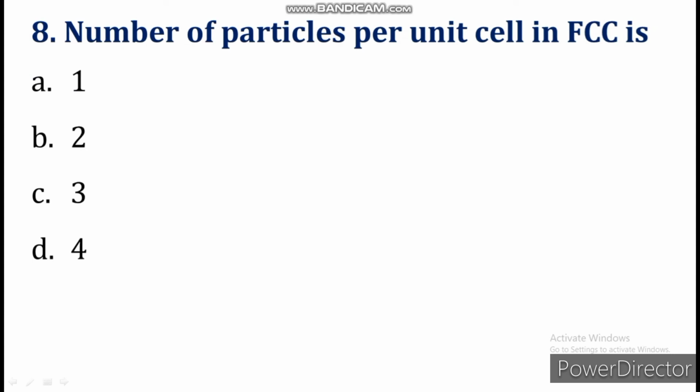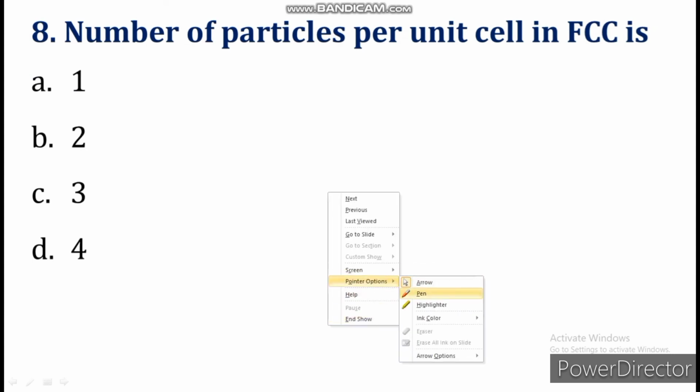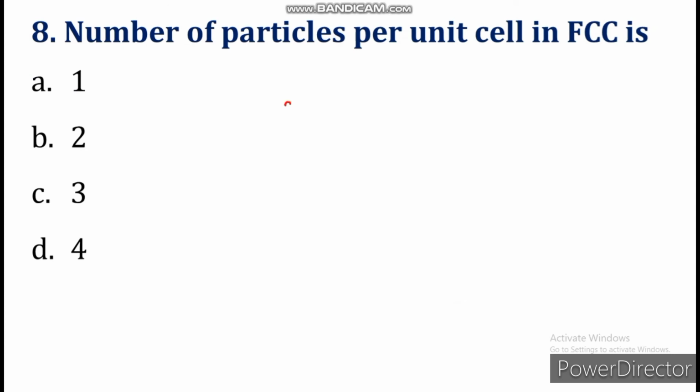Now let's see the eighth question. Number of particles per unit cell in FCC. How is FCC formed? Eight particles occupy the corners, and the corner atom contribution is 1 by 8. So 8 into 1 by 8 is 1, the effective corner particles. And 6 particles occupy the faces. The contribution of a face particle is 1 by 2, so 6 into 1 by 2 is 3. Now total particles per unit cell, 1 plus 3, is 4. So which option? Option D, 4.